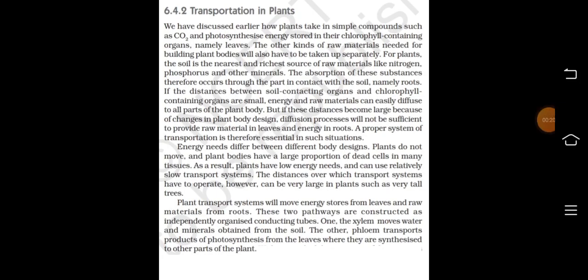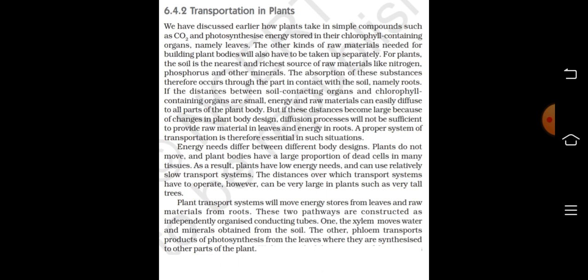Transportation in plants. We have discussed earlier how plants take in simple compounds such as carbon dioxide and photosynthesize energy stored in their chlorophyll containing organs, namely leaves. The other kinds of raw materials needed for building plant bodies will also have to be taken up separately. For plants, the soil is the nearest and richest source of raw materials like nitrogen, phosphorus, and other minerals. The absorption of these substances therefore occurs through the part in contact with the soil, namely roots.